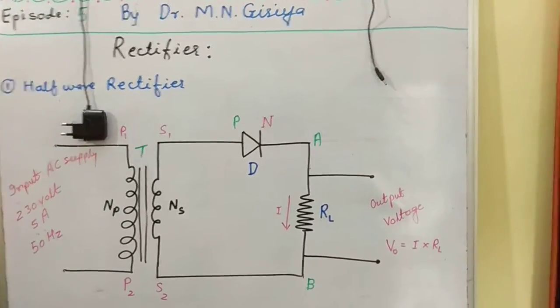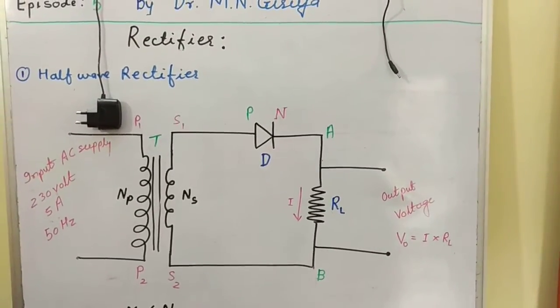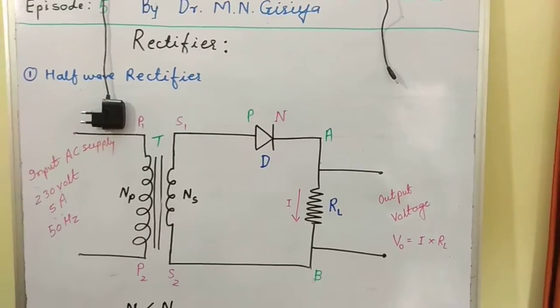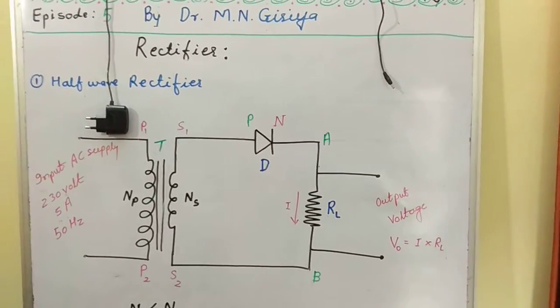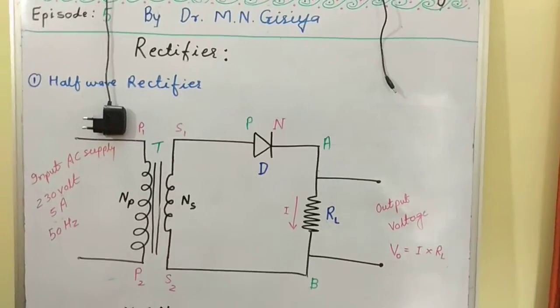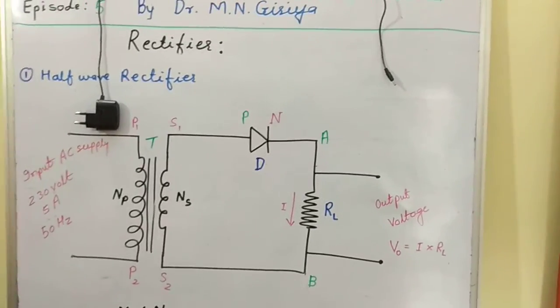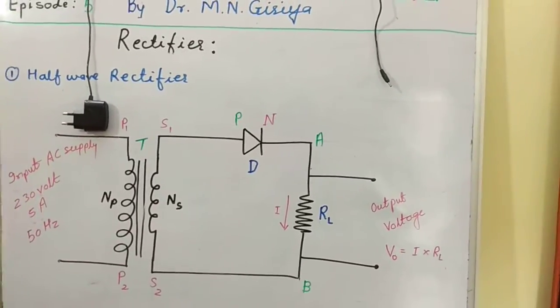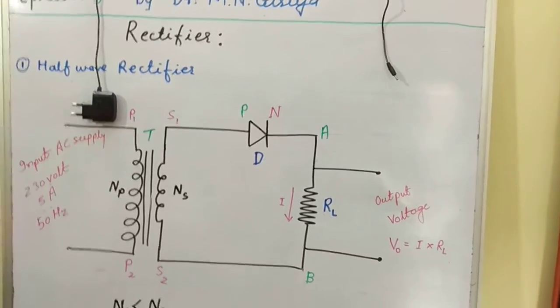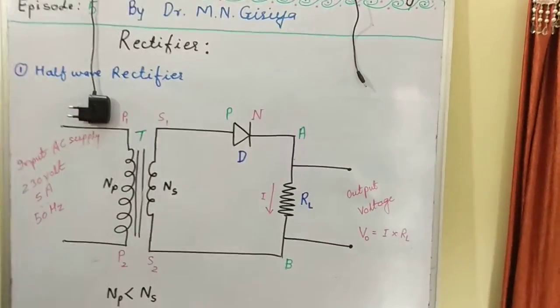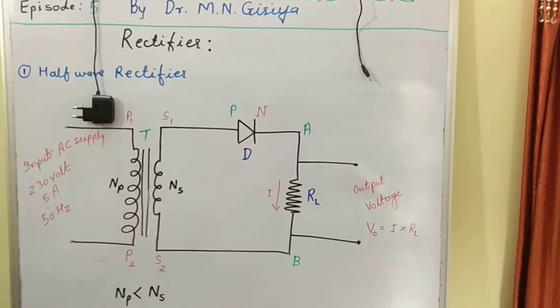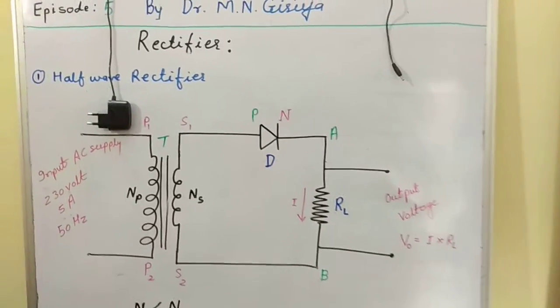Today we learn about rectifier. What is rectifier? Rectifier is a circuit which is used to convert AC voltage into DC voltage. There are three types of rectifier: half wave rectifier, full wave rectifier, and bridge wave rectifier.